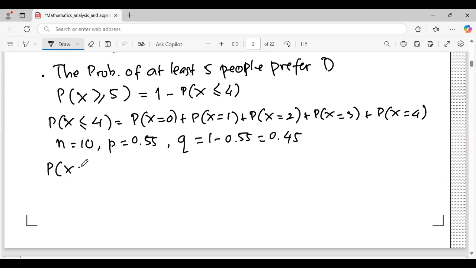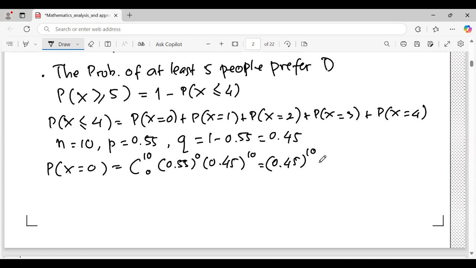So probability x equals 0 equals the combination 10, 0, times 0.55 power 0, times 0.45 power 10, which equals 0.0003405.